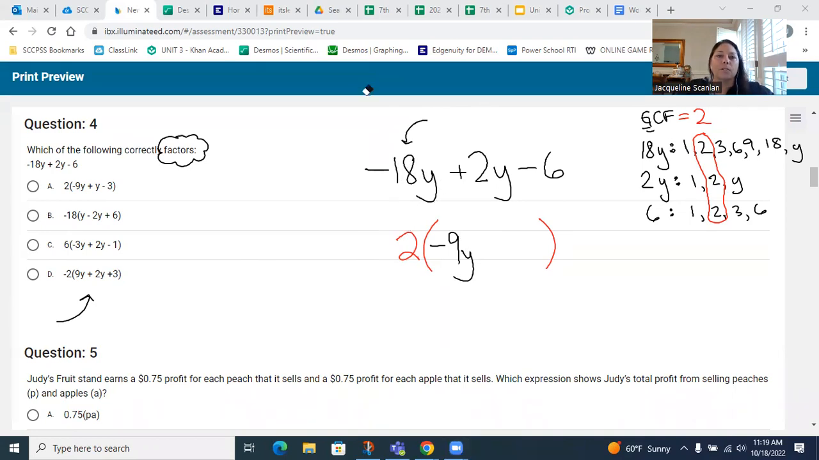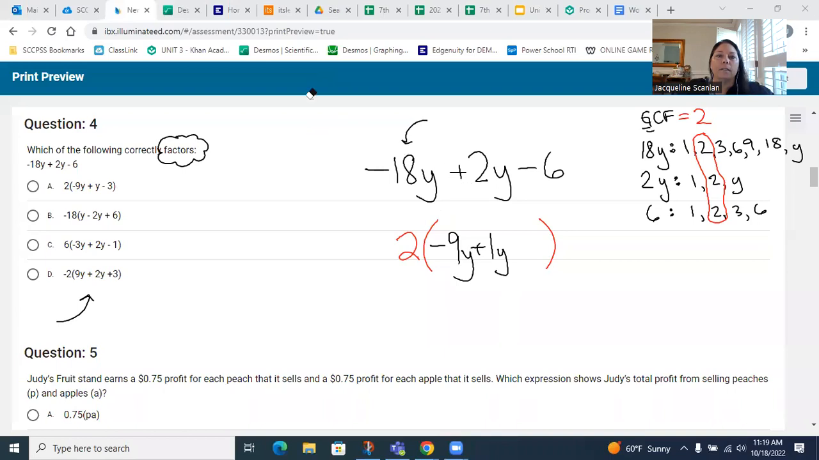And I'm going to repeat that process for the last two terms. So now I'm going to say 2 times what is going to give me 2y. Well, 2 times 1 is going to give me 2. So 2 times 1y is going to give me 2y. And again, because that's a positive multiplication, 2 times +1, I can use that plus sign in between those two terms.